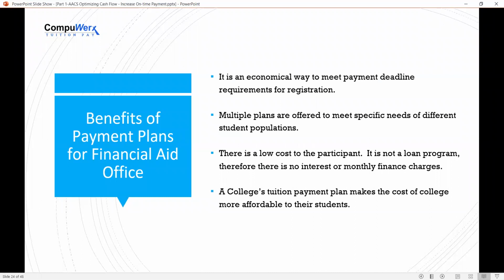It is economical to meet payment deadlines and requirements for registration. Multiple plans are offered to meet specific needs of different student populations. There is a low cost to participate in payment plans. It is not a loan program, therefore there is no interest or monthly finance charge related to payment plans. A college tuition payment plan makes the cost of college much more affordable for many students.